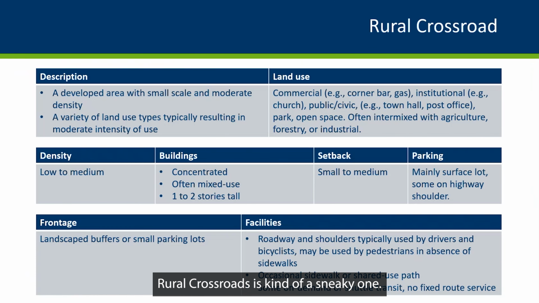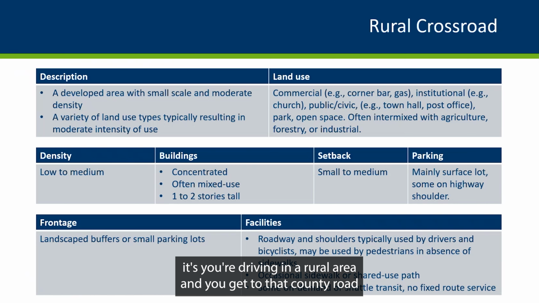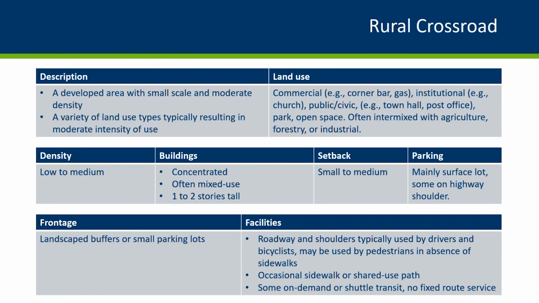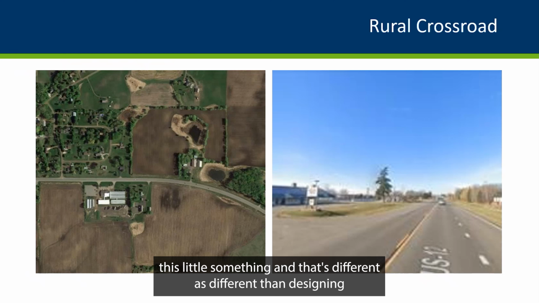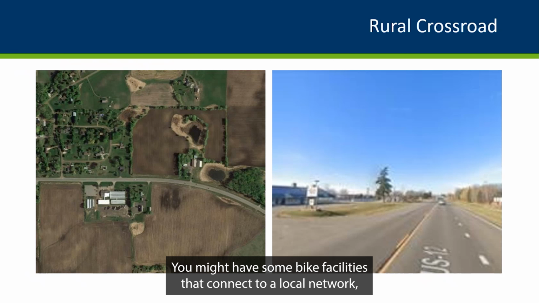Rural crossroads is a sneaky one. It's probably the hardest one, I think. What rural crossroads is in my mind is it's not quite urban. You're driving in a rural area and you get to that county road intersection where there's a gas station and a bar and a church or something like that. It's not quite a town. It looks something like that where there's just this little something, and that's different than designing for a rural area. You might have some expectation of pedestrian crossings. You might have some bike facilities that connect to a local network.